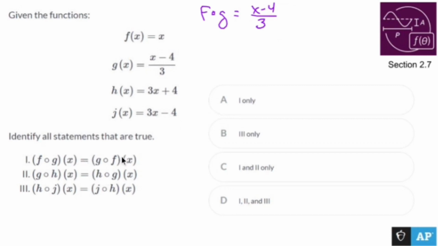G of f is you're going to take g, which is this, and replace every x with f, so they're the same. Oh, how nice. So not you.